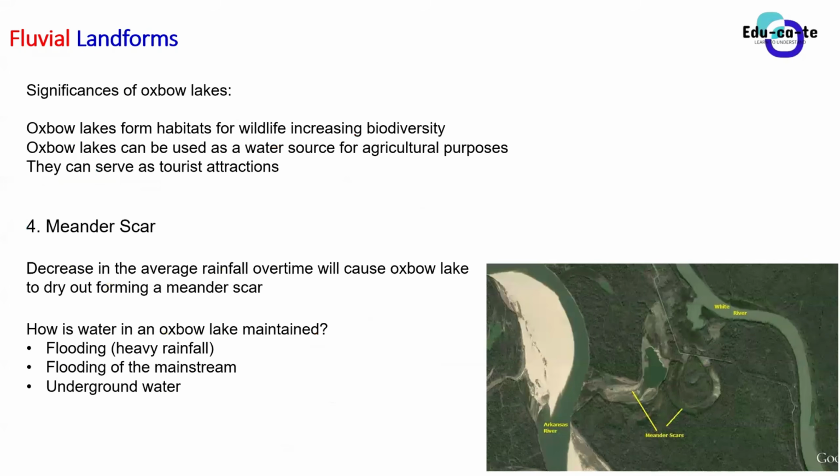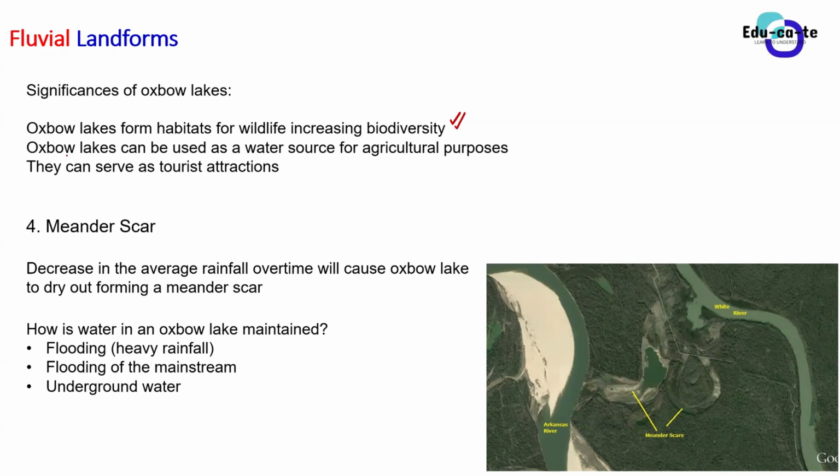Cool. So the significance of oxbow lakes: they form habitats for wildlife. They increase biodiversity by forming habitats for wildlife. Basically, guys, you already know that these oxbow lakes have some water, so certain species or animals will start staying there. You already know the habitats thing. We have marine life, aquatic life, and different species that require different environments for living. So it forms habitats for wildlife and that increases biodiversity.